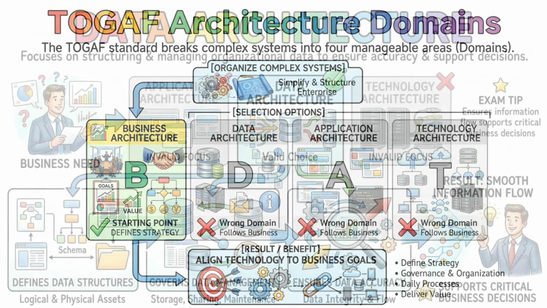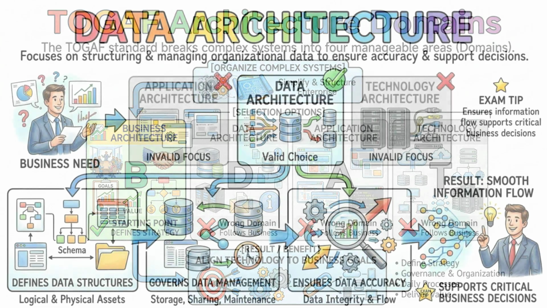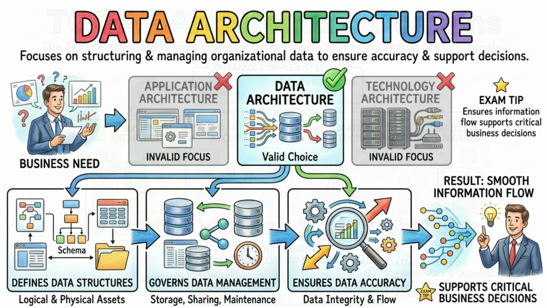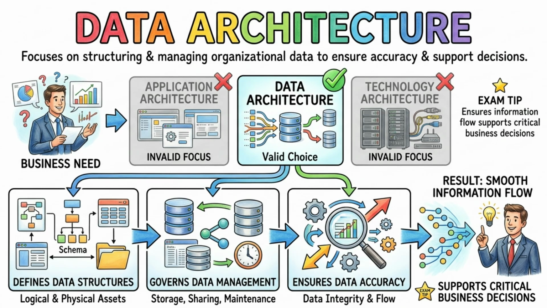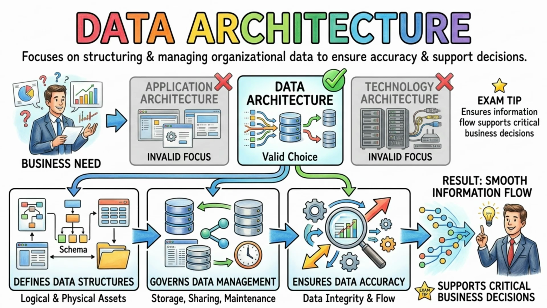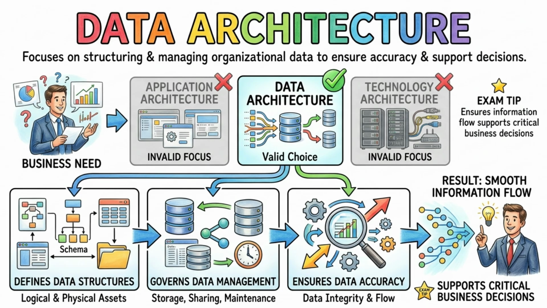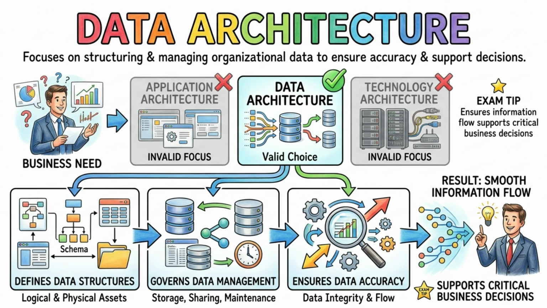The second component of the architecture domains is information systems architecture, which is split into 2 related areas, data architecture and application architecture. Data architecture describes the structure of an organization's logical and physical data assets and data management resources. It focuses on how data is stored, shared, and maintained to ensure accuracy across the enterprise. On the exam, remember that data architecture ensures information flows smoothly to support critical business decisions.